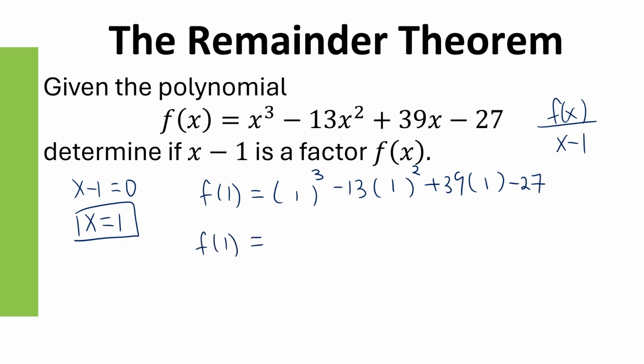Now we can simplify this. 1 to the third is 1. 1 squared is 1, times negative 13 is still negative 13. 39 times 1 is still positive 39, minus 27. So f of 1 equals 1 minus 13 is negative 12, plus 39 is 27, minus 27 is 0. Because the remainder equals 0, x minus 1 is a factor of our function.